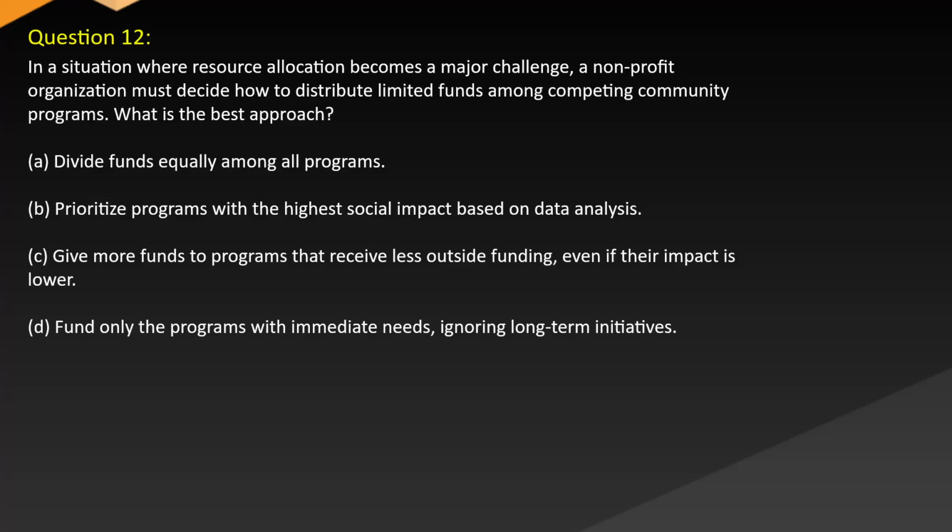Question 12. In a situation where resource allocation becomes a major challenge, a non-profit organization must decide how to distribute limited funds among competing community programs. What is the best approach? A. Divide funds equally among all programs. B. Prioritize programs with the highest social impact based on data analysis. C. Give more funds to programs that receive less outside funding, even if their impact is lower. D. Fund only the programs with immediate needs, ignoring long-term initiatives.